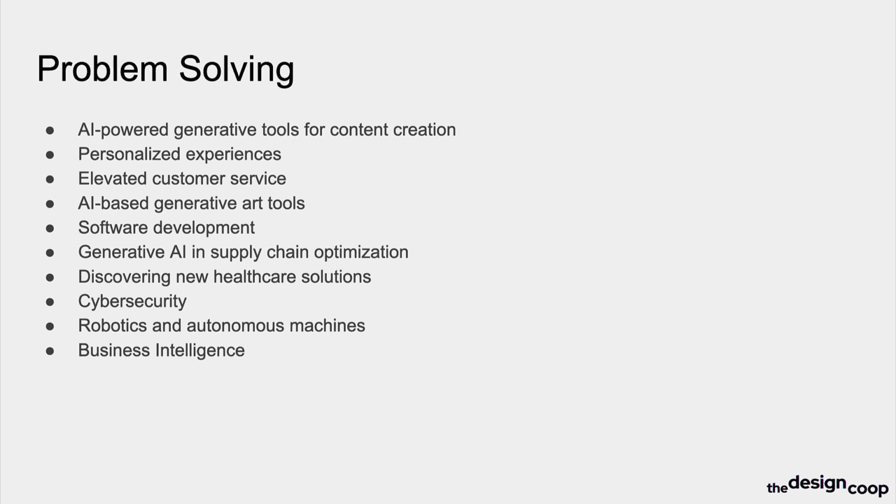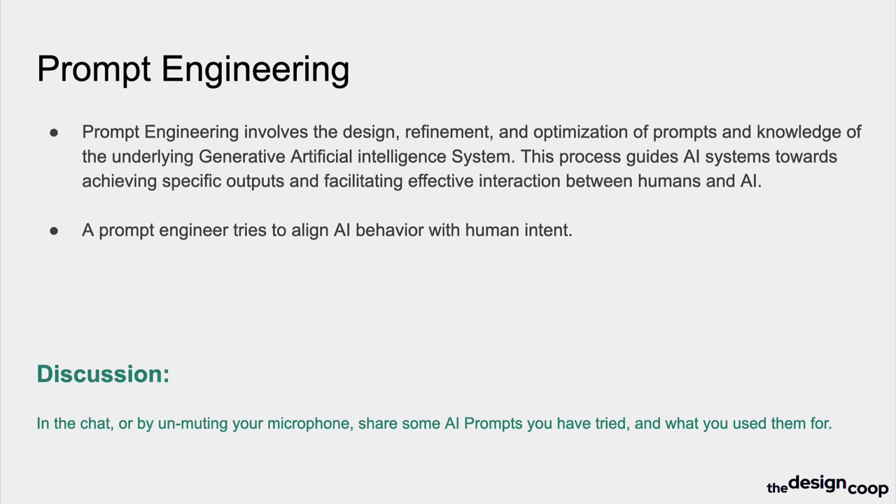So, prompt engineering involves the design, refinement, and optimization of prompts, and the knowledge of the underlying artificial intelligence system. This process guides AI systems towards achieving specific outputs and content, and facilitating an effective interaction between the humans and AI. A prompt engineer is the person who tries to align AI behaviors with human intents. All of this means that you're trying to get out of the AI tool the best results that you are looking for. In good prompt engineering, you take into account 5 different sectors, and we'll go through these one by one.